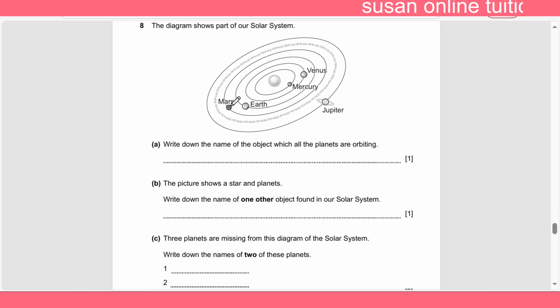Let's move on. Okay guys, number 8, the diagram shows part of our solar system here. Write the name of the object which all planets are orbiting.